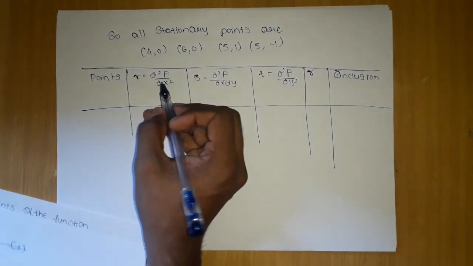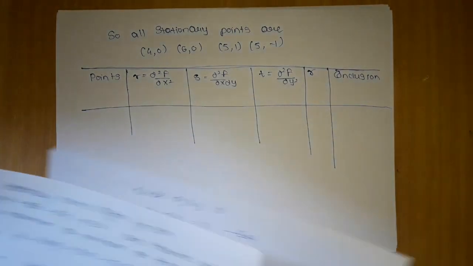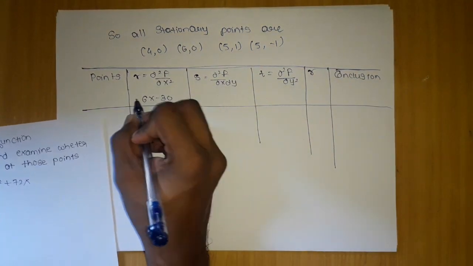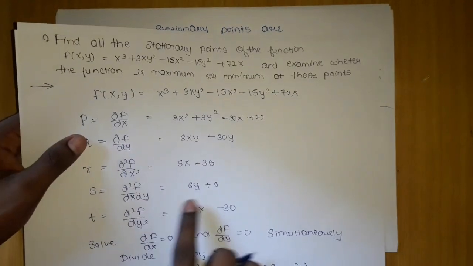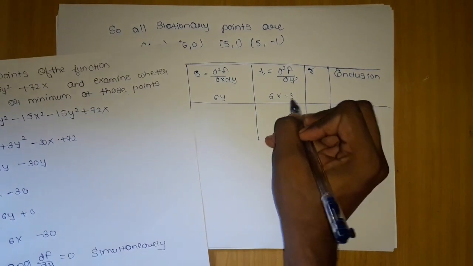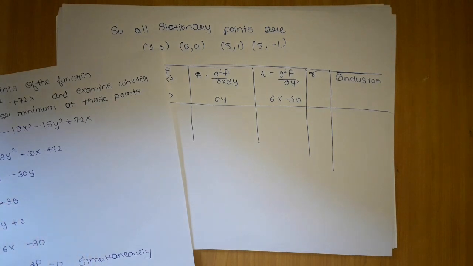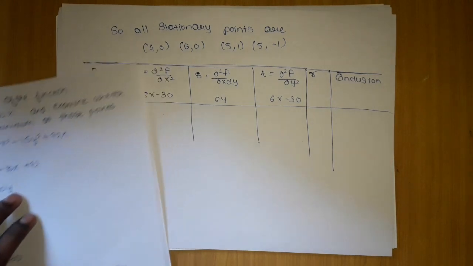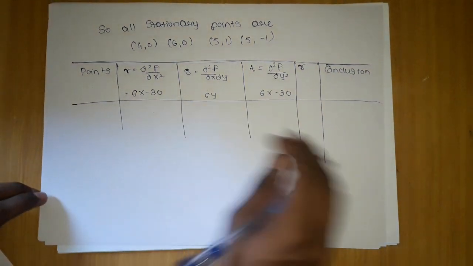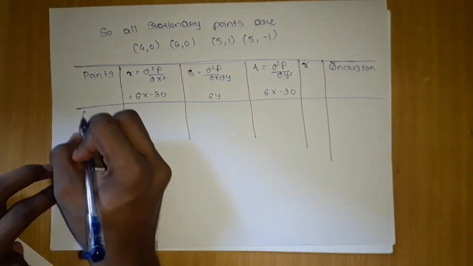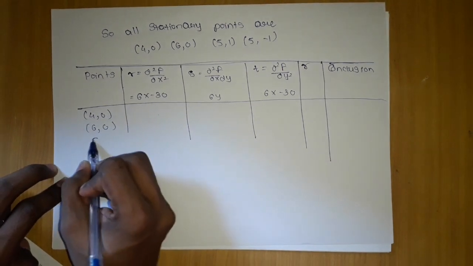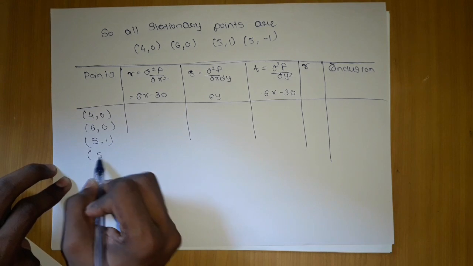Here del square f by del x square was nothing but 6x minus 30, so write 6x minus 30 here. Del square f by del x del y is 6y, write it here. And here t was 6x minus 30. Now if I put in all the stationary points, the stationary points were 4, 0, 6, 0, 5, 1 and 5, minus 1.